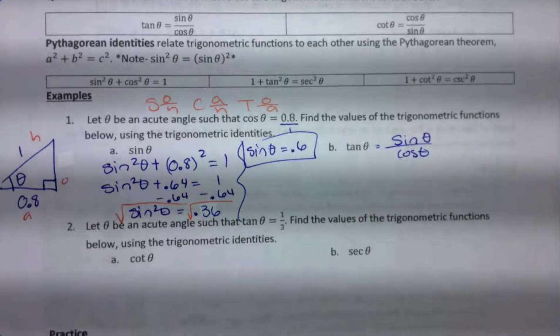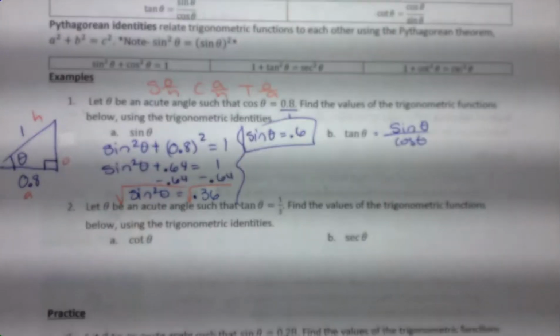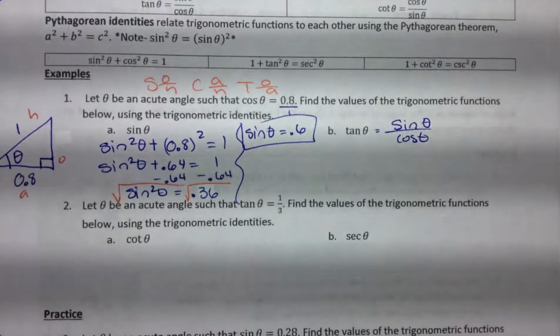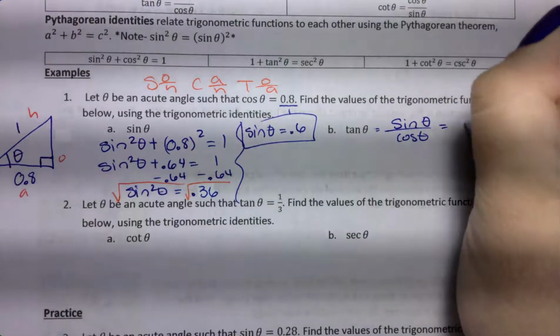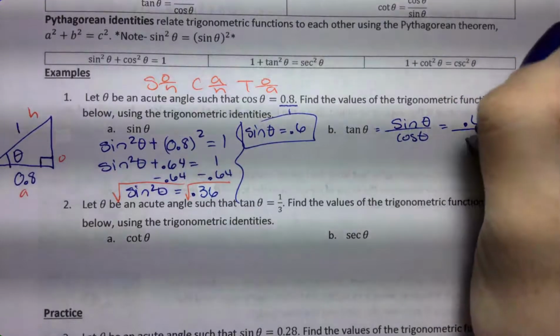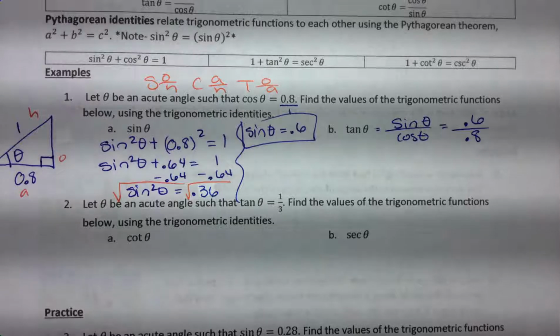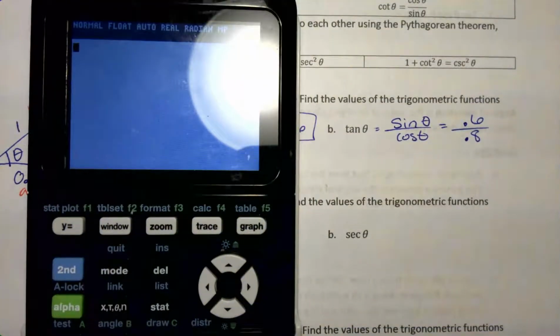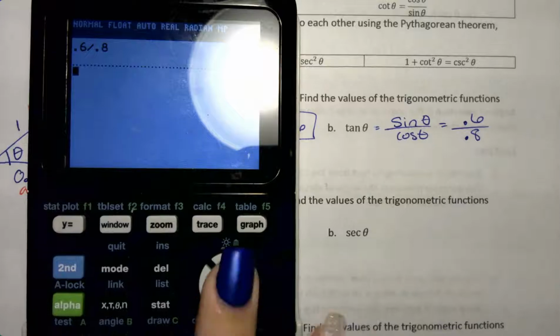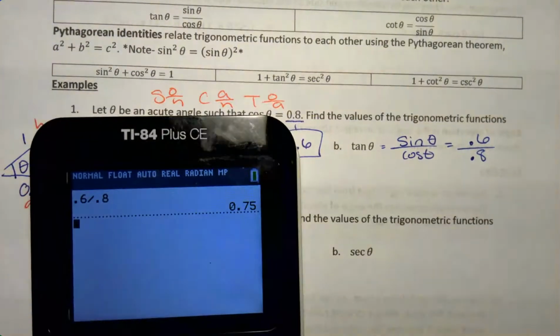So I know these two values because I was given cosine and then I found sine. Sine was 0.6, cosine was 0.8. Then I want to go ahead and just simplify these so I don't have two decimals in my fraction. I'm going to do 0.6 divided by 0.8. I press enter, and I'll move this out of the light, which gives me 0.75.